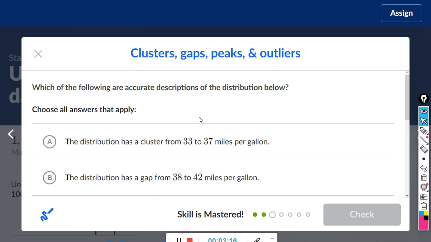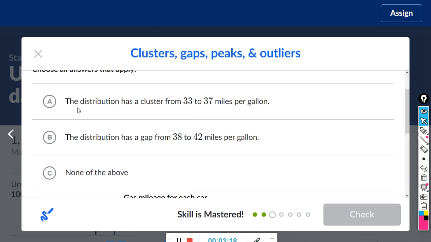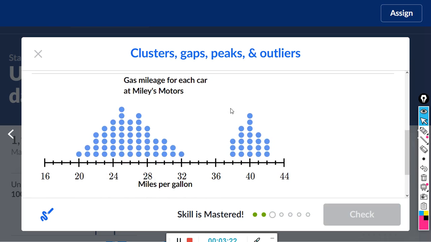Which of the following are accurate descriptions? Answer A, cluster from 33 to 37. Here's 33 and here's 37. There is definitely not a cluster there. In fact, there's a gap right here, because the data is missing. So there's definitely not a cluster, there's a gap. So A is not true.